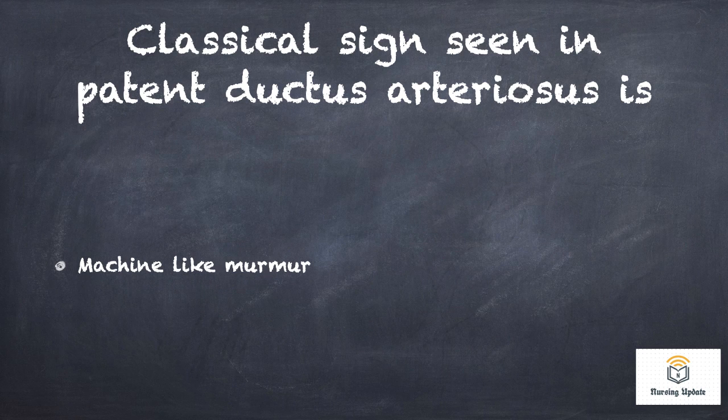I might have already told you in my previous videos that these are the most important points. There will be a classical sign for each and every disease condition. For example, there will be projectile vomiting in pyloric stenosis. You should remember those things. In patent ductus arteriosus, remember there will be a machine-like murmur. Let's move on to the next MCQ.